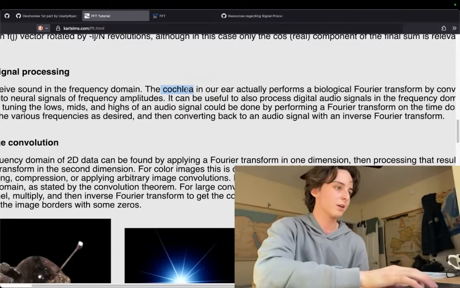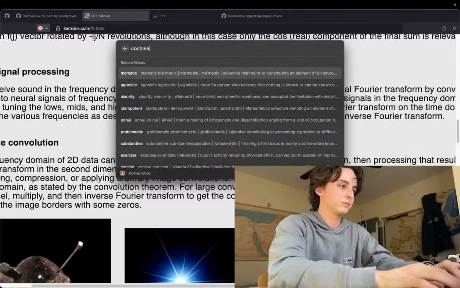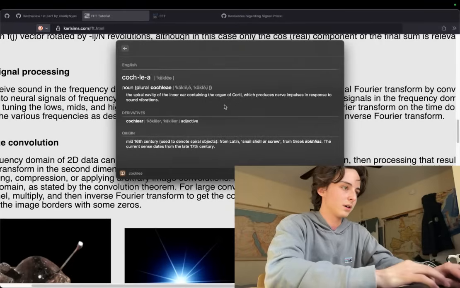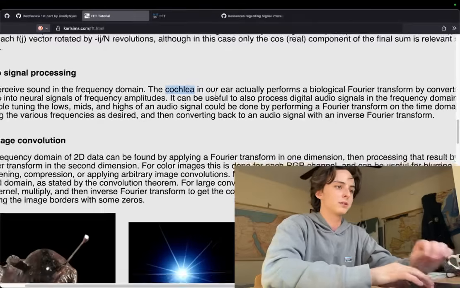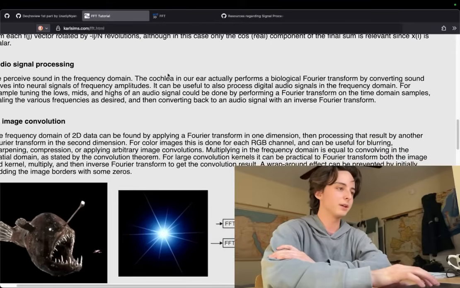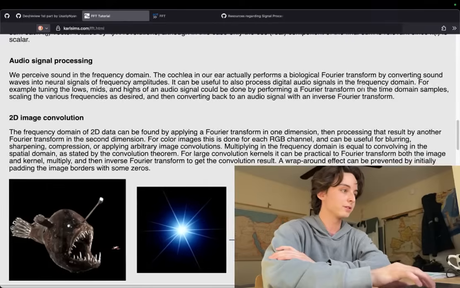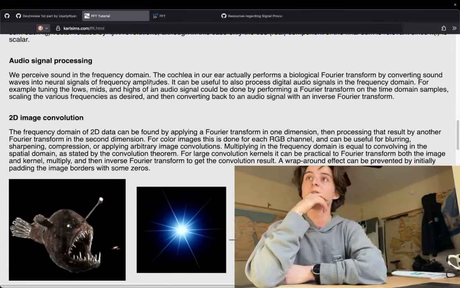Gotcha. What is this word? Cochlea? Spiral cavity of the inner ear. Okay. Oh, wow. Yeah, I could have just read three words ahead of that. That would have been way easier. And our ear performs a biological Fourier transform by converting sound waves into neural signals of frequency amplitudes. That's insane. That's crazy.